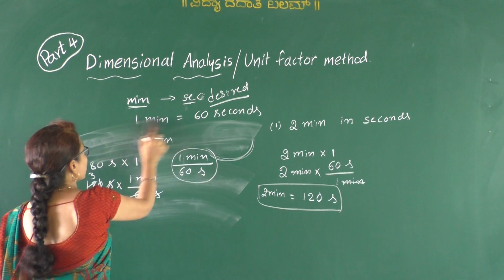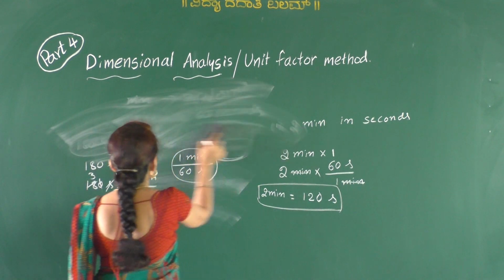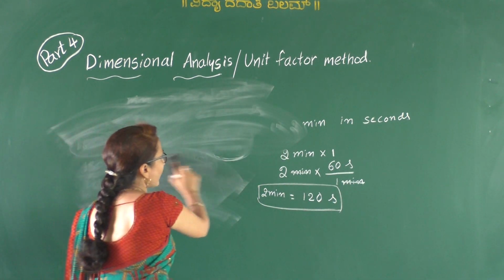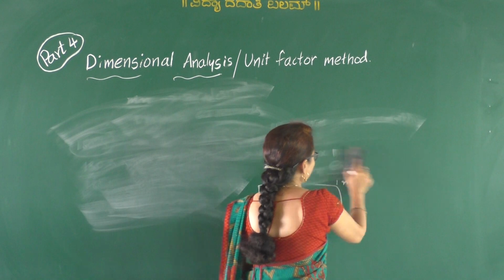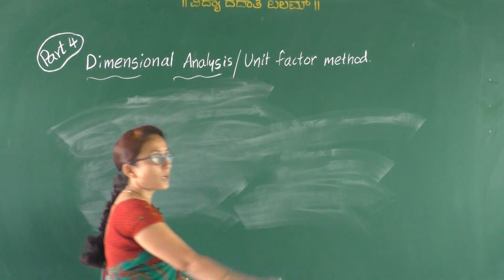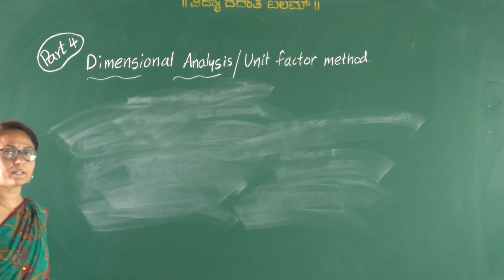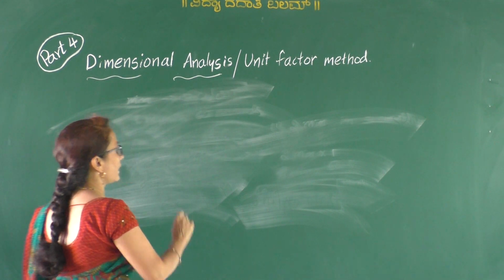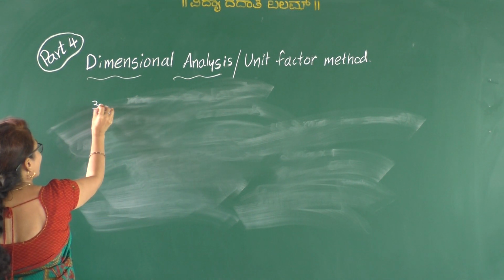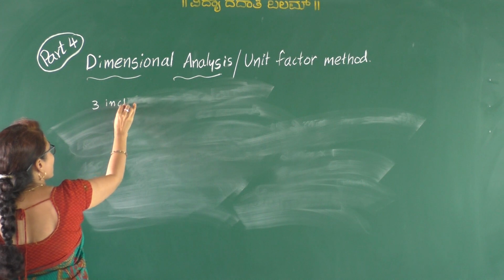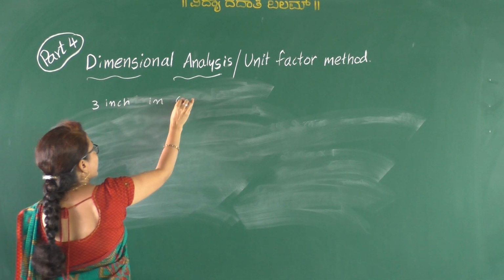Okay. Now consider another example. For this one we require conversion factors in different units. Now consider another physical property, that is length. If you have to convert 3 inches into centimeters.